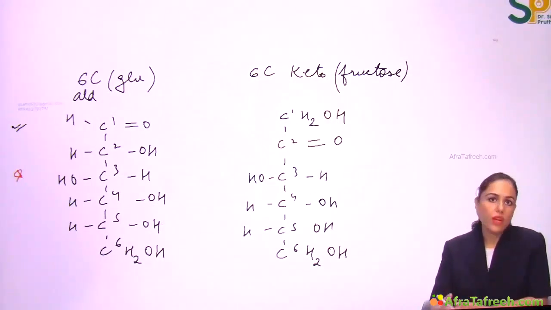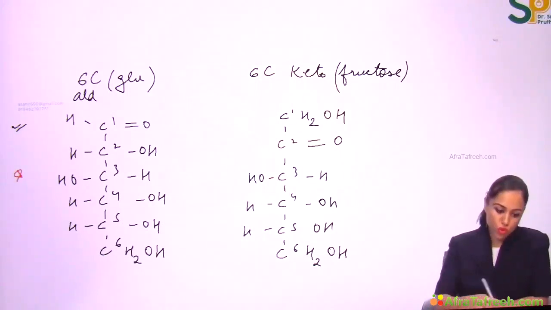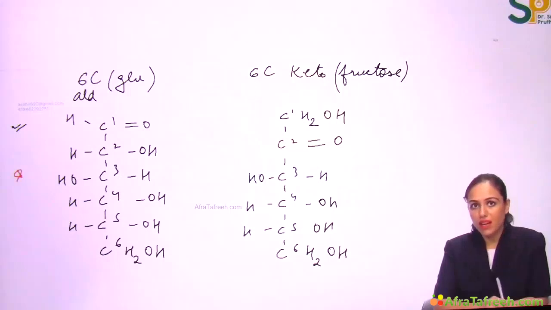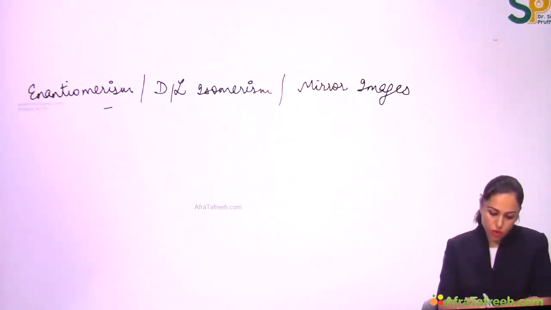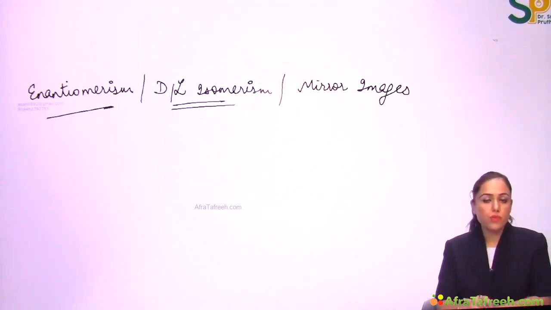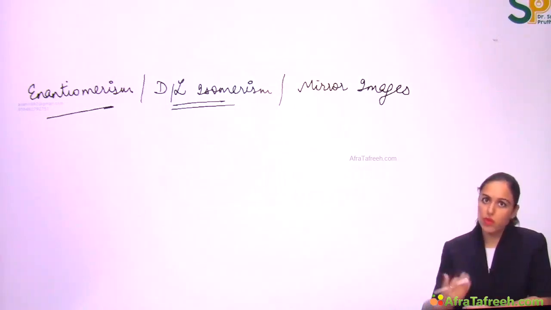Now coming to the next, enantiomerism. Write down, enantiomerism is also known as capital D, capital L isomerism. Be careful, this is not small d, small l. Small d, small l we'll be doing later, that is in optical isomerism, right? This is capital D, capital L isomerism.